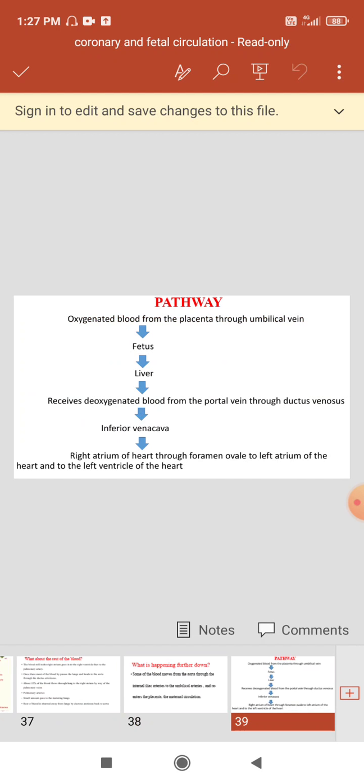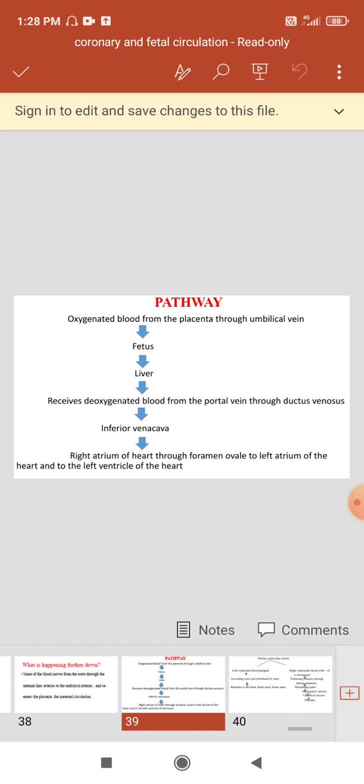Oxygenated blood from the placenta goes through the umbilical vein to the fetus and leads to the liver of the fetus. It receives deoxygenated blood from the portal vein through the ductus venosus and reaches the inferior vena cava. From the inferior vena cava, the blood moves to the right atrium of the heart, through the foramen ovale to the left atrium of the heart, and to the left ventricle of the heart.